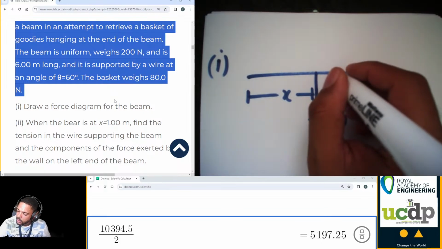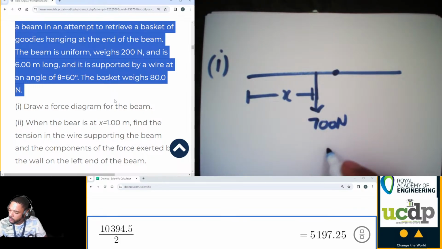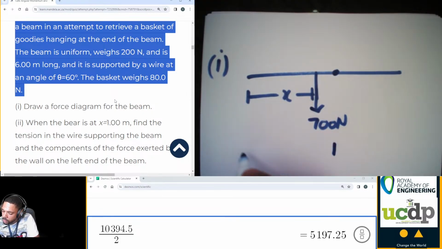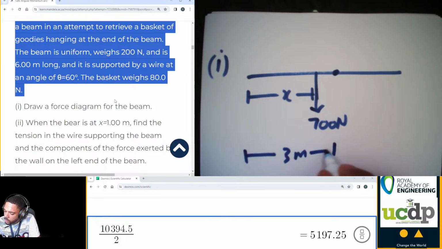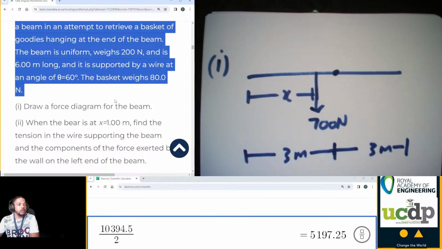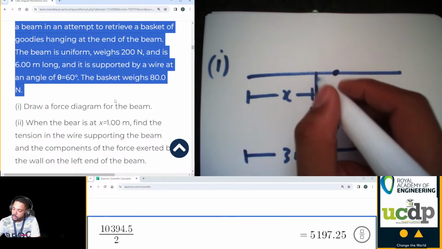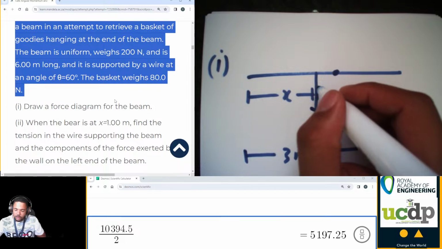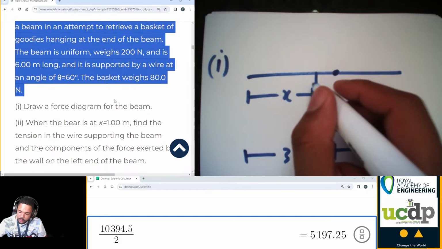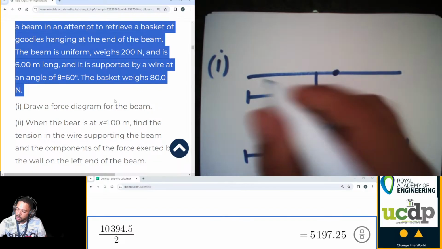And let's say this is the midpoint of the beam. The beam is in total 6 meters, so this would be 3 meters. Now this is not to scale, of course. Just try to picture it. So the bear is here, some distance x away, with a weight of 700 newtons.